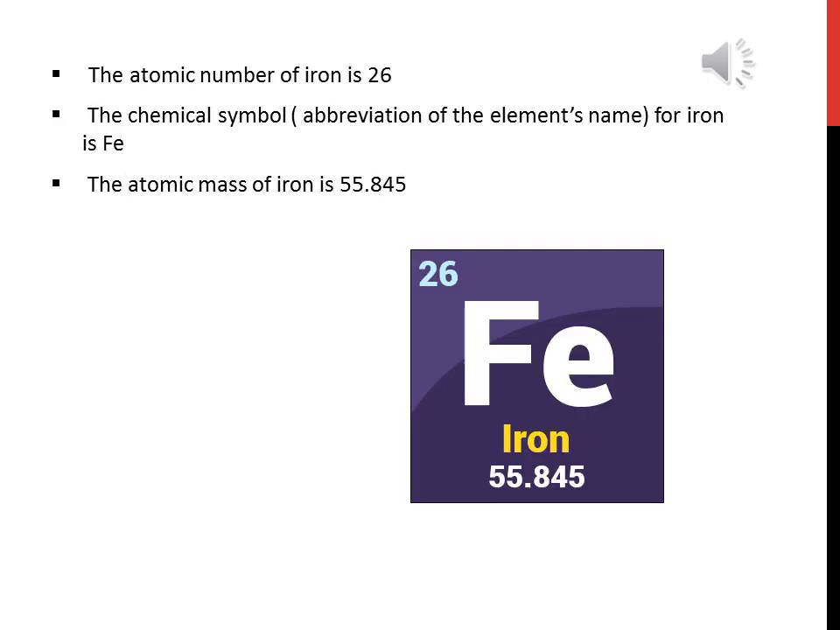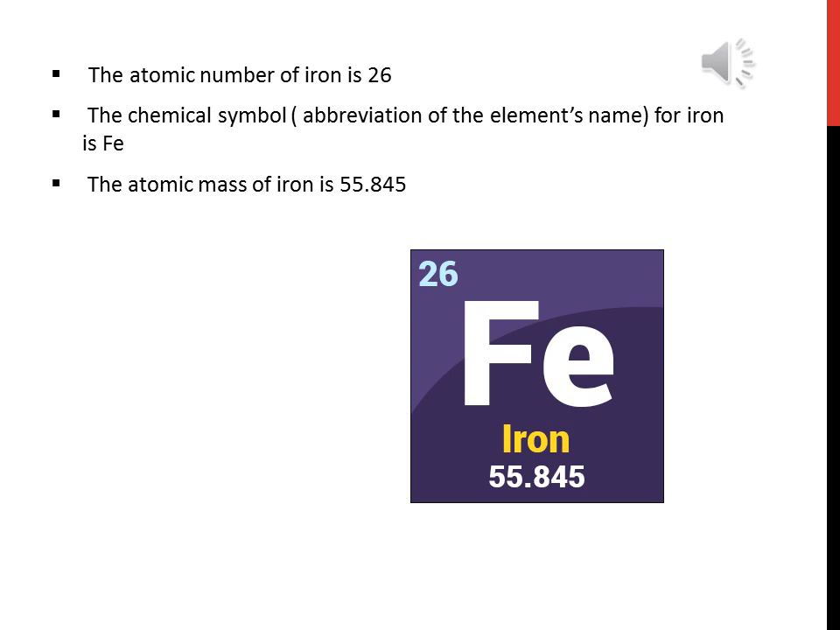The first entry in the square is the atomic number of iron, which is 26. You know that the atomic number tells you that every iron atom has 26 protons in its nucleus. And since the atom is neutral, the number of protons is equal to the number of electrons, so iron also has 26 electrons. Just below the atomic number we have the chemical symbol, which is Fe for iron.